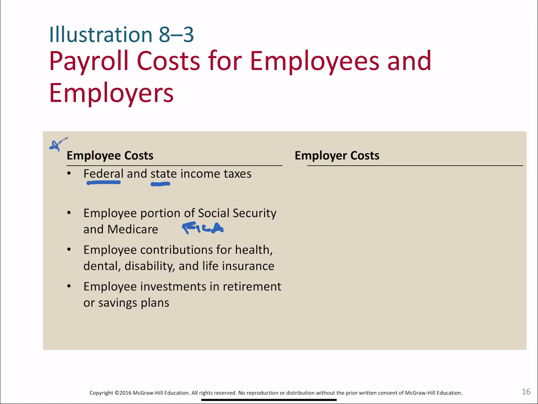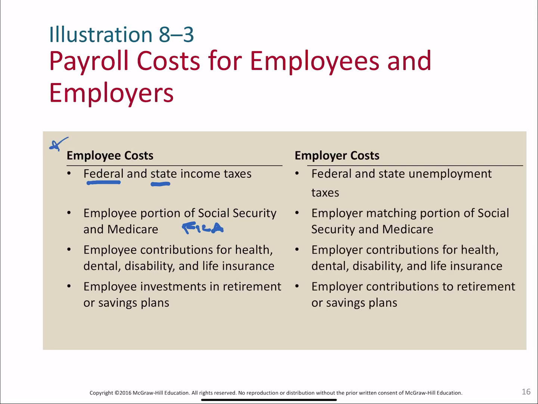You're the employee. Now let's think about what the employer's costs are. All right, federal and state unemployment taxes, right? So that's not the same as the federal and state taxes you're paying. That's your income tax. Employers have to pay both the federal government and the state governments extra money for each of their employees to cover the unemployment fund, right? Now, employers also have to pay the same amount that you pay into Social Security and Medicare, also known as FICA. You probably didn't know that, right?